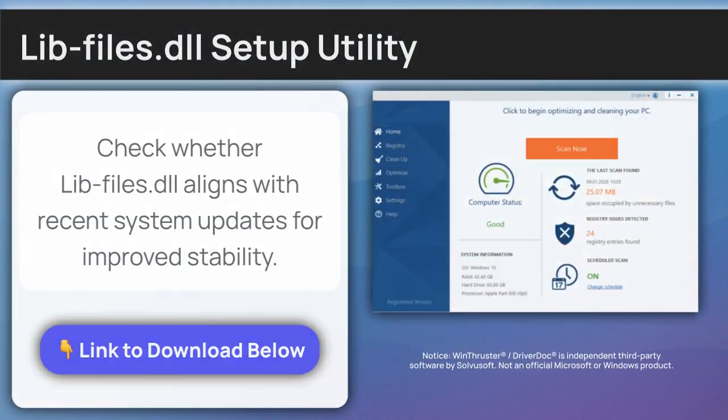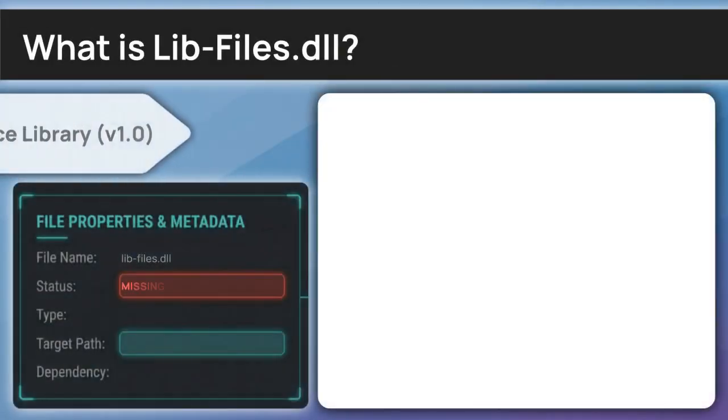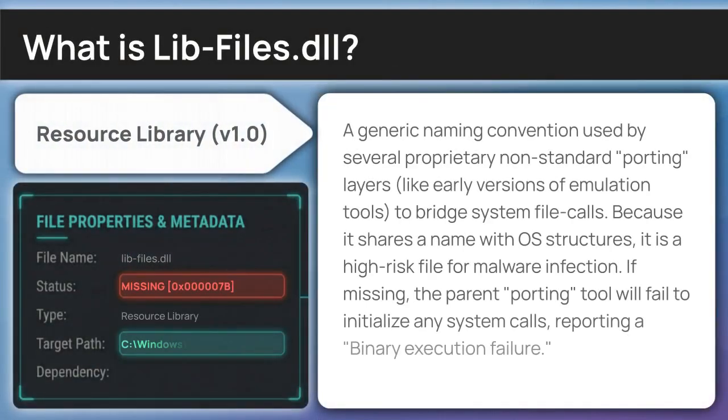your libraries. This is the Lib-files module, a generic naming convention used by several proprietary non-standard porting layers, like early versions of emulation tools, to bridge system file calls. Because it shares a name with OS structures, it is a high-risk file for malware infection. If missing, the parent porting tool will fail to initialize any system calls, reporting a binary execution failure.